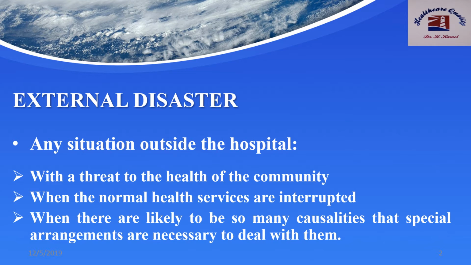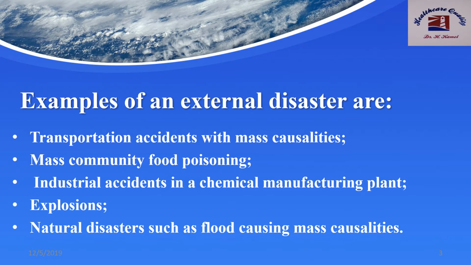By external disasters, we mean any situation outside the hospital with a threat to the health of the community, or when the normal health services are interrupted, and when there are likely to be so many casualties that special arrangements are necessary to deal with them. Examples of external disasters are transportation accidents with mass casualties, mass community food poisoning, industrial accidents in a chemical manufacturing plant, explosions, natural disasters such as flood, earthquakes, and hurricanes.